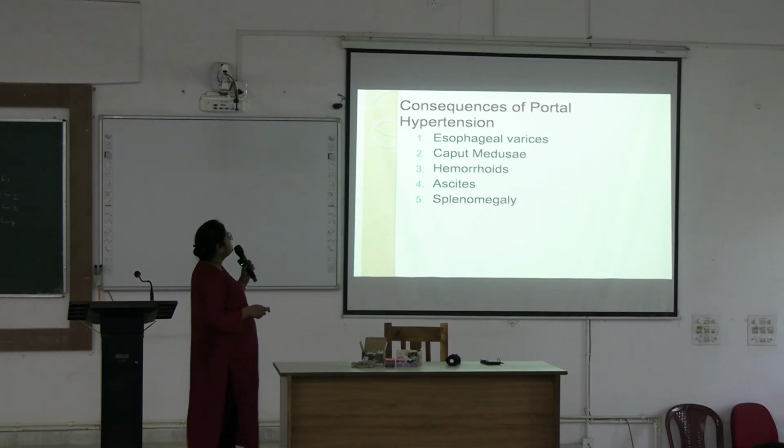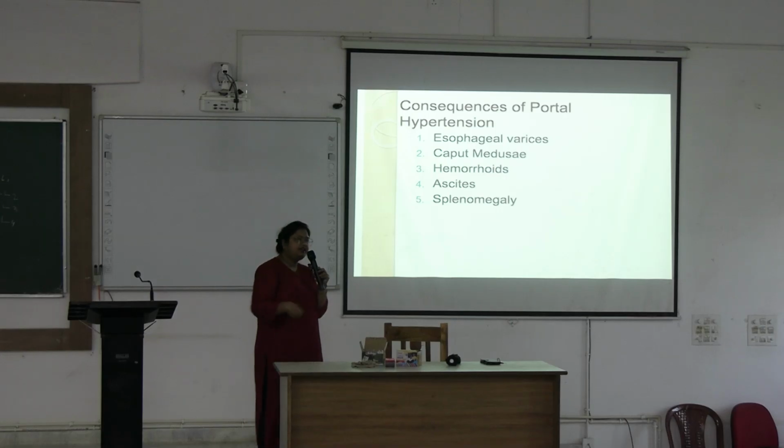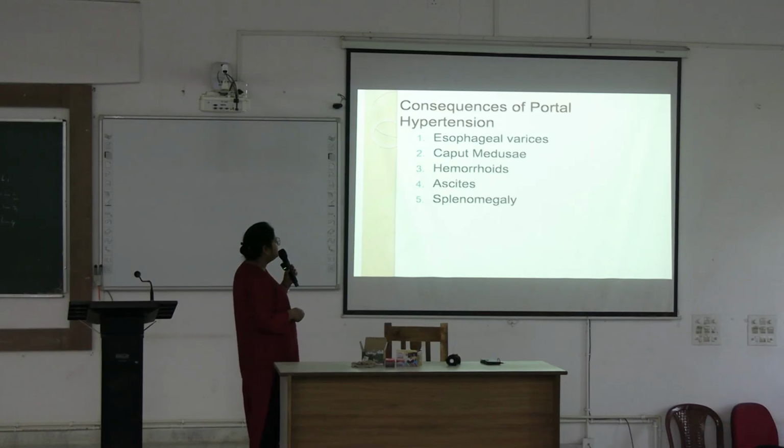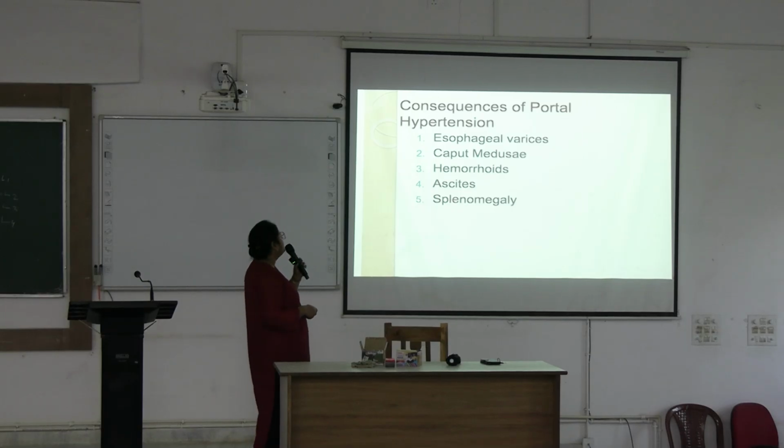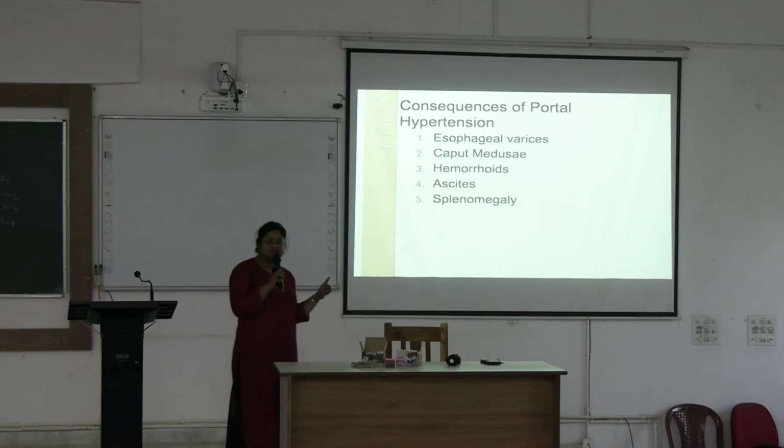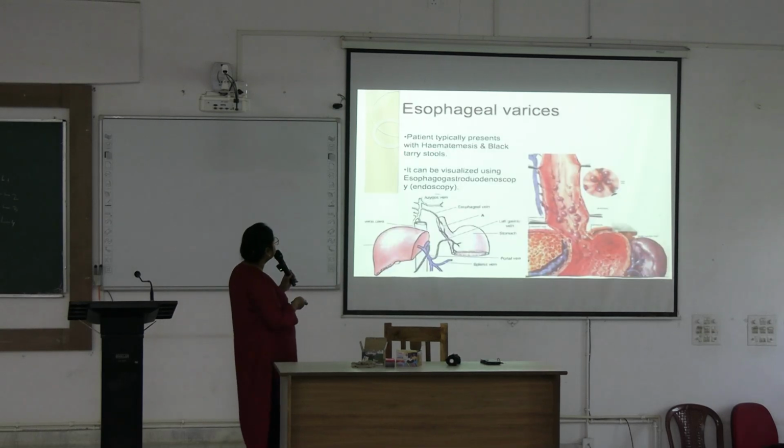So what will be the consequences of the portal hypertension? There will be esophageal varices, caput medusae, dilated veins around the umbilicus, hemorrhoids or piles. Okay, external, internal piles can occur. Ascites will be there, accumulation of fluid in the peritoneal cavity, and splenomegaly. So these are the features of portal hypertension. Okay, so when you get a patient of portal hypertension, you will look for these features. Okay, so we'll discuss each of the features in detail.